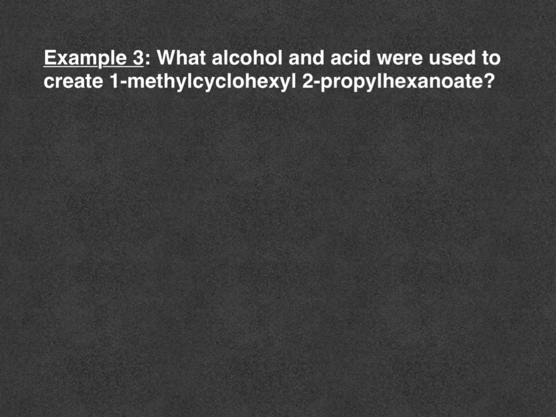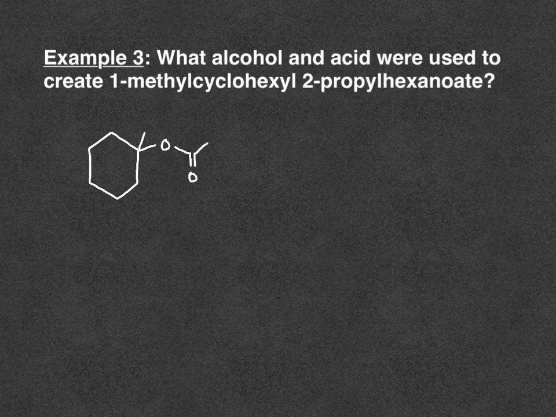Our last example that we're going to look at is working backwards. So we're going to start with our ester, and we're going to work backwards to see which 2 reactants would have formed it. So we are going to have 1-methyl cyclohexyl. So cyclohexyl is our parent. And at carbon 1, we have our oxygen bond as well as a methyl. That's going to be bonded to our ester link. And then we have propyl hexanoate. So 1, 2, 3, 4, 5, 6. And on carbon 3, so carbon 1, carbon 2, carbon 3, there's going to be a propyl. 1, 2, 3 carbons. So that is our ester.